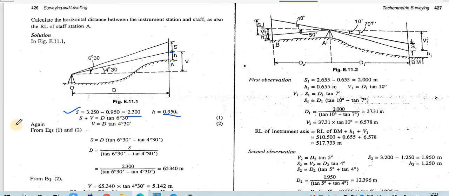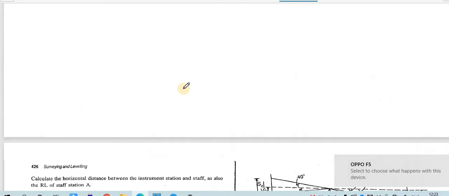Okay, now by using your trigonometric formula, you can calculate the horizontal distance. Okay, we'll try to calculate the horizontal distance. In what way? As you all know, when both the cases are inclined upward, the formula is what?